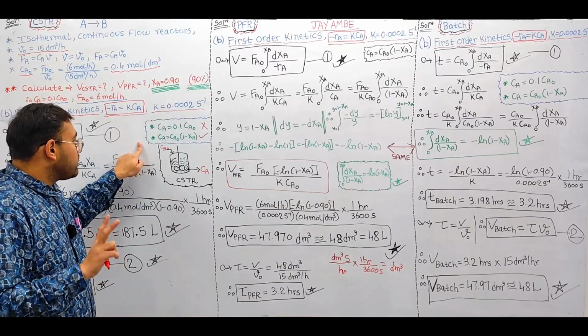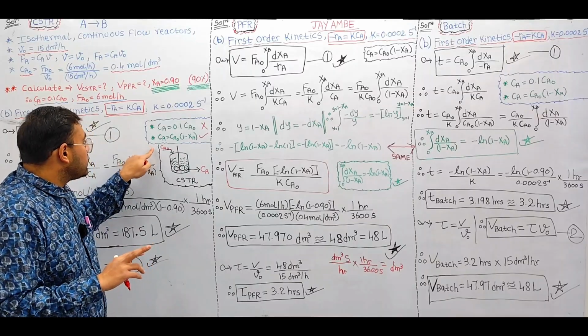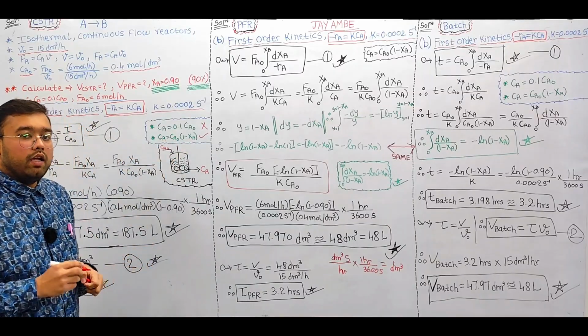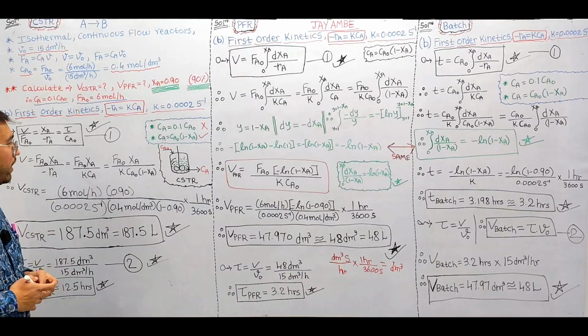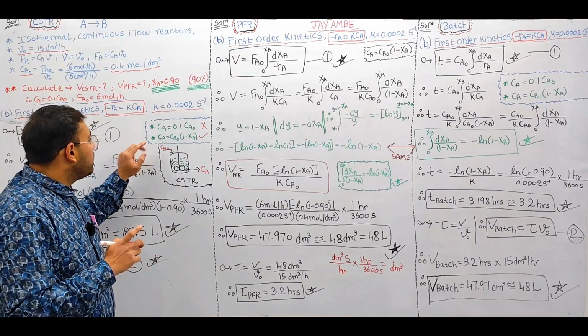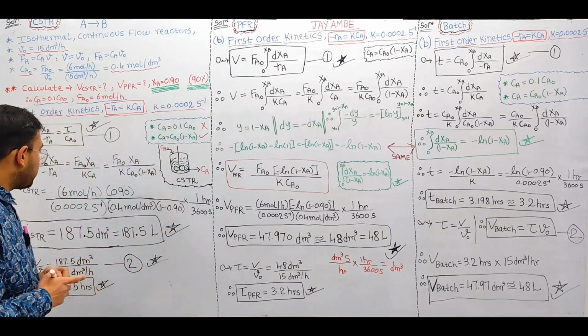So we'll always use the second form of the equation, CA is equal to CA naught into 1 minus XA, in order to derive the design equation or the performance equation, right? So we will use the second form of CA: CA is equal to CA naught into 1 minus XA.